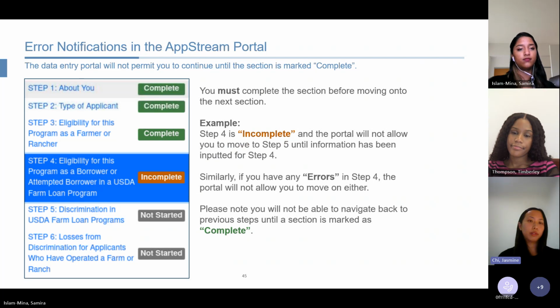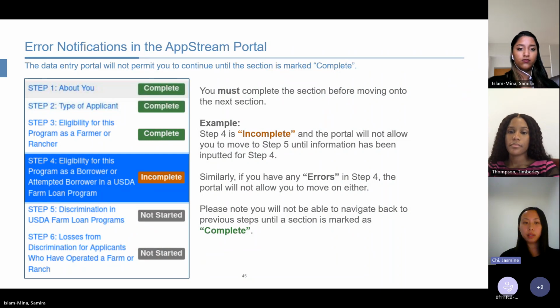So with all these error notifications that can occur in the AppStream portal, it's really crucial for you to rectify all the issues because, as Kimberly mentioned, you can't navigate forward or backwards in the application until you complete the step that you're currently on.